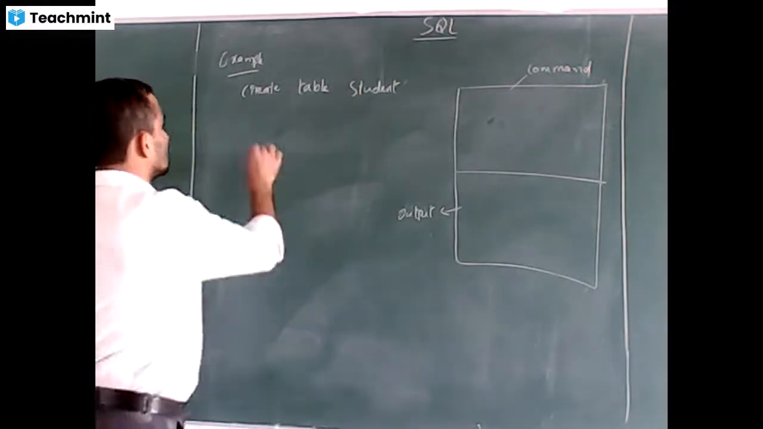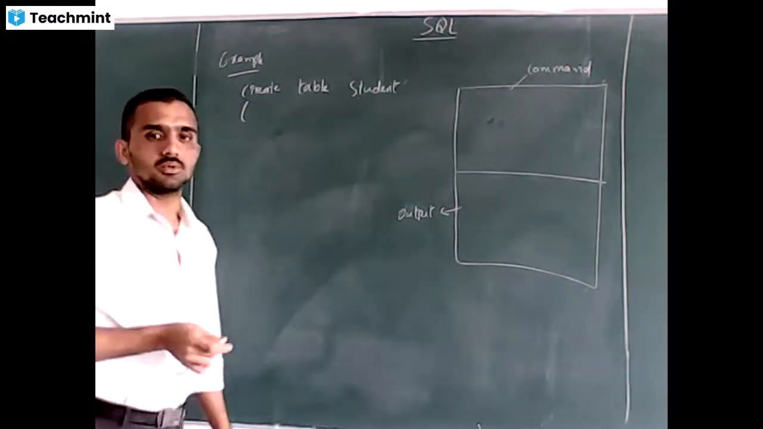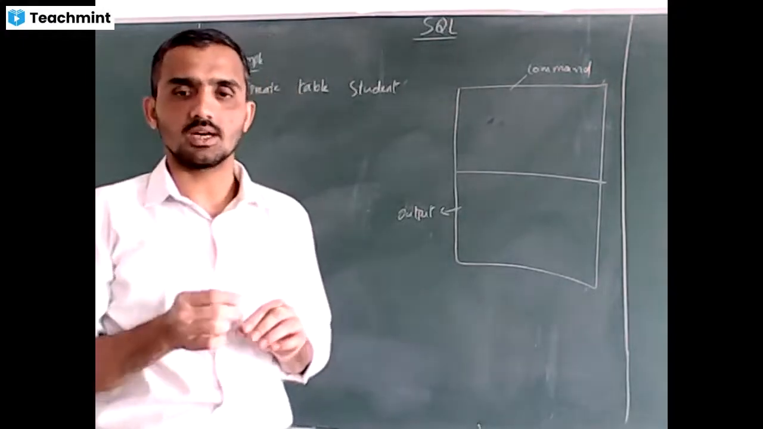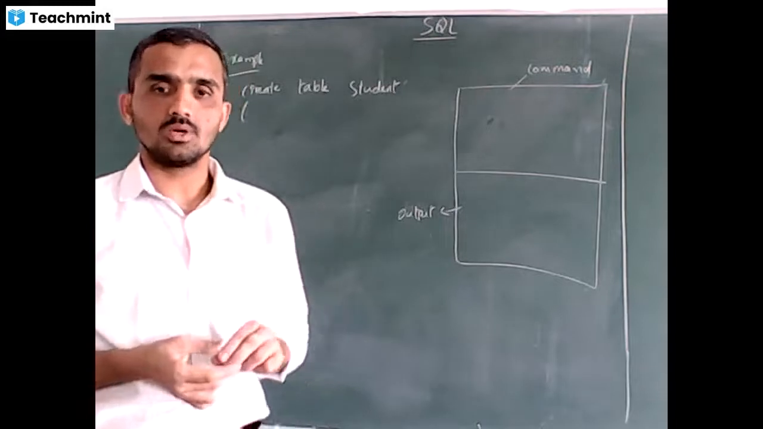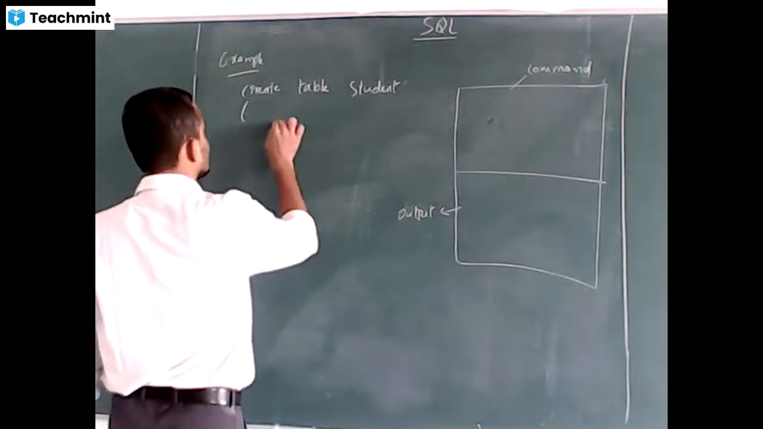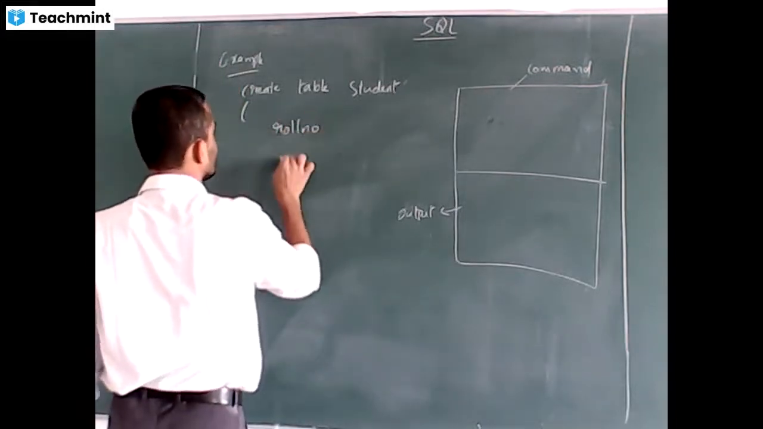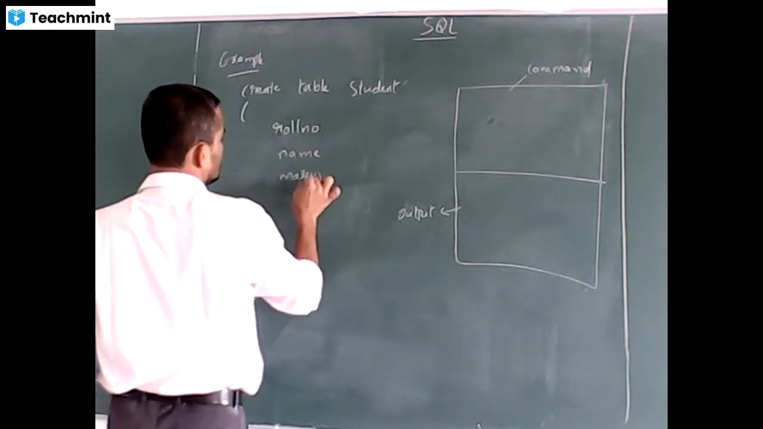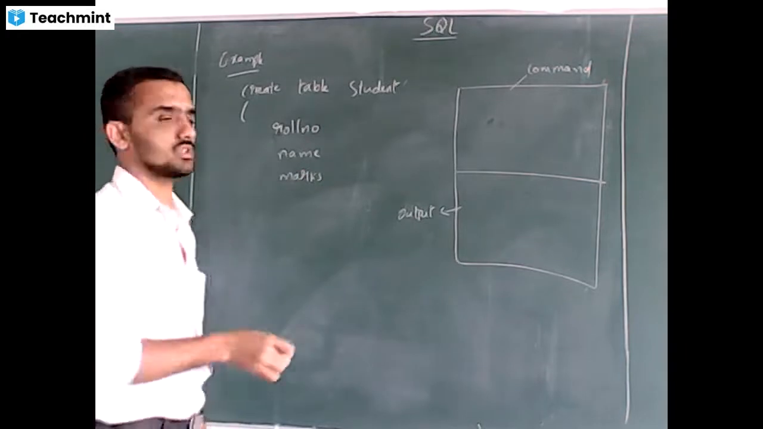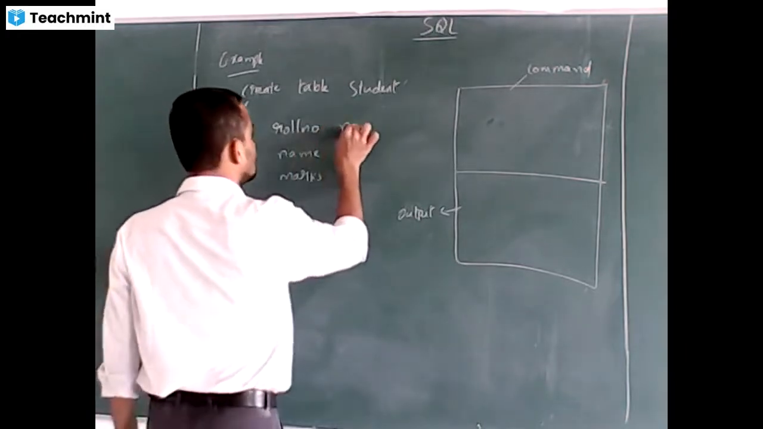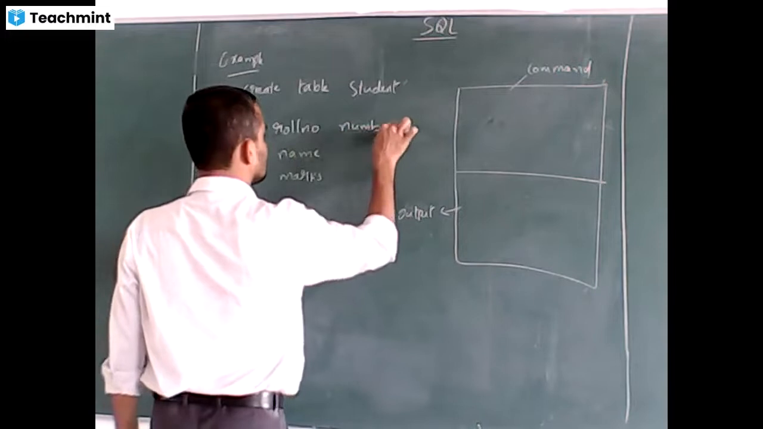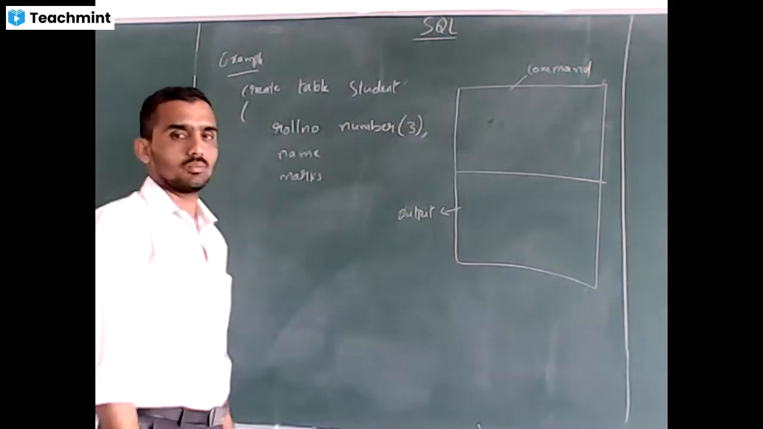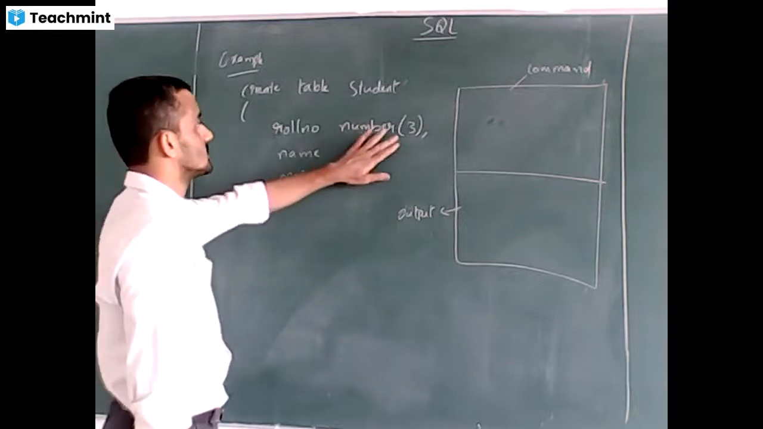Then in the student database, the columns present will be roll number, name, and address or phone number. So you consider three columns: roll number, name, and marks. For roll number, we are storing only integers, so we'll take it as number of, let me consider 3. Roll number is in numeric format, only integers will be stored.